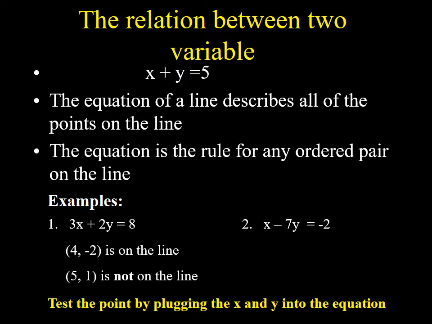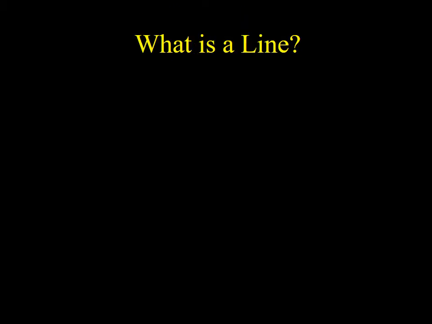(5, 1) is not on the line because it does not satisfy the equation. Another example, 2x - 7y = -2. (4, -2) is not on the line, but (5, 1) is on the line.